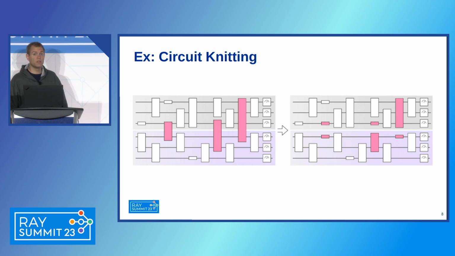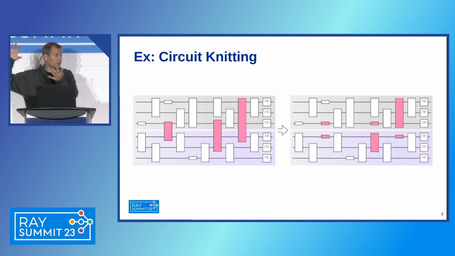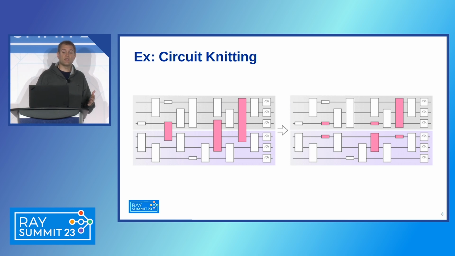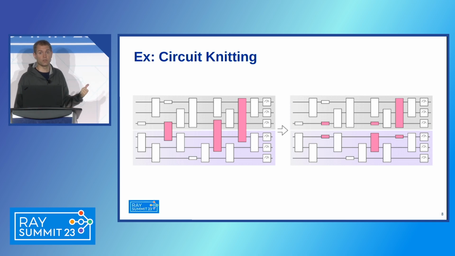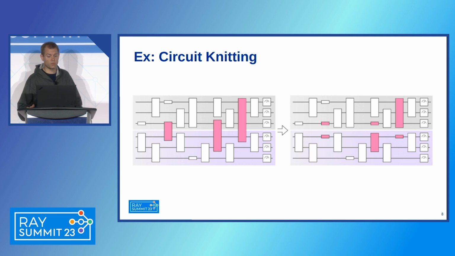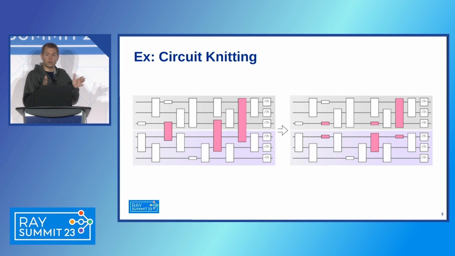Let's look at an example of something we call circuit knitting. We have a quantum circuit here on the left, and we're going to talk at a high level. Essentially, circuit knitting is the ability to cut a circuit into two smaller circuits that are mathematically equivalent to the larger circuit. This has applications in a number of places. One, if you were trying to run a big circuit on a small machine, you can cut it into smaller circuits that can fit into that machine.